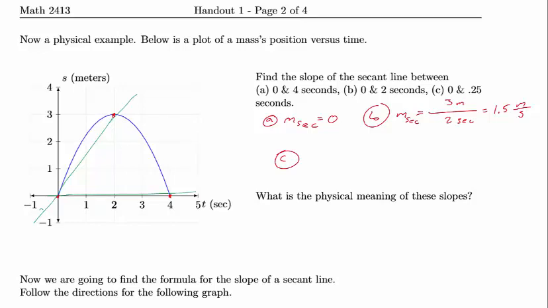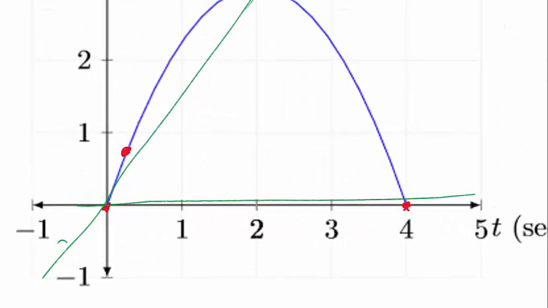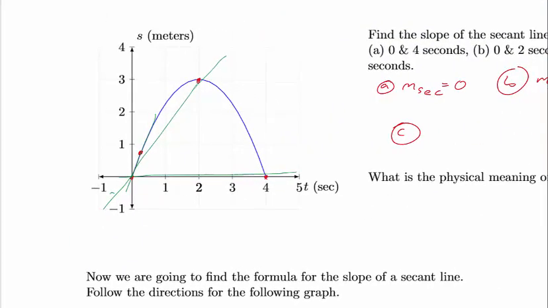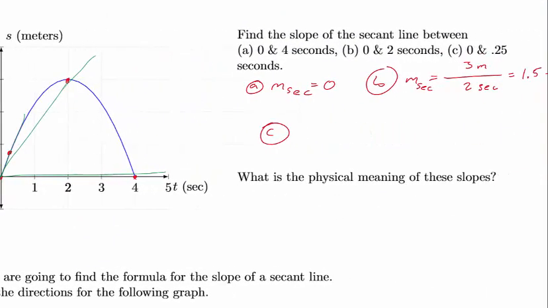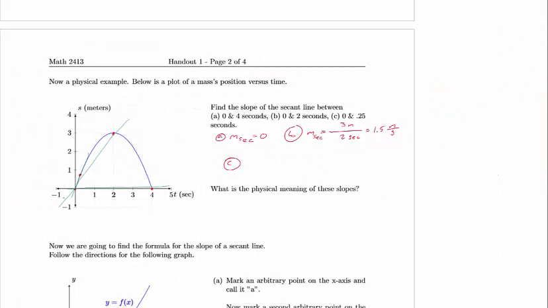Okay, now for part C, between 0 and 0.25 seconds. So 0.25, that's about here, so it's going to be close to there. Note visually how we're getting closer and closer to the tangent line at 0. As a matter of fact, it's hard to tell any daylight in between these 2 points, between the secant line and the curve itself. And so that's a good sign that we're getting a good approximation of the tangent line.